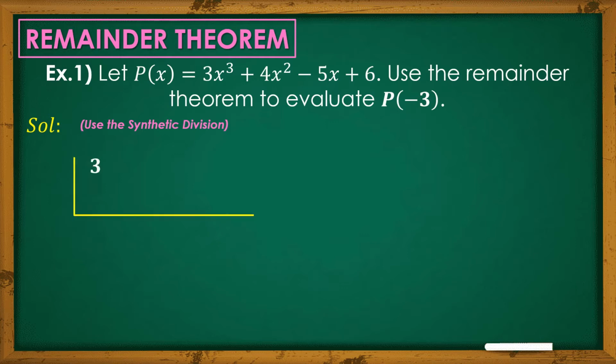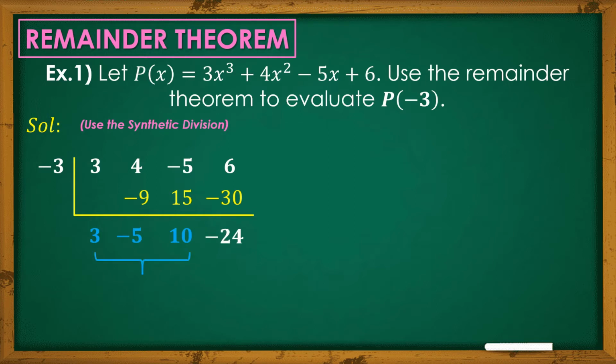Let's recall the steps. We are taking all the coefficients with the constant as the dividend. We have 3, 4, negative 5, and 6. Now, yung divisor natin is yung value ng x, which is negative 3. Now, let's continue the process. Bring down 3. 3 times negative 3, negative 9. 4 plus negative 9, negative 5. Negative 5 times negative 3, 15. Negative 5 plus 15, 10. 10 times negative 3, negative 30. 6 plus negative 30 is negative 24.